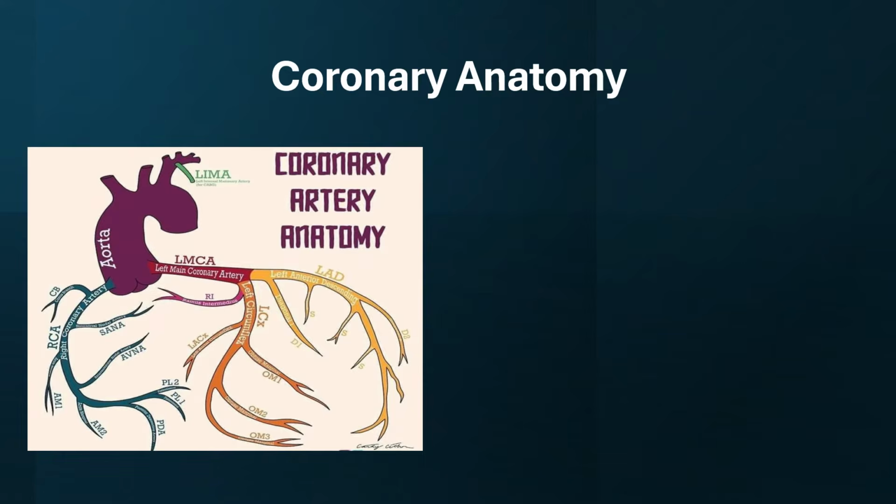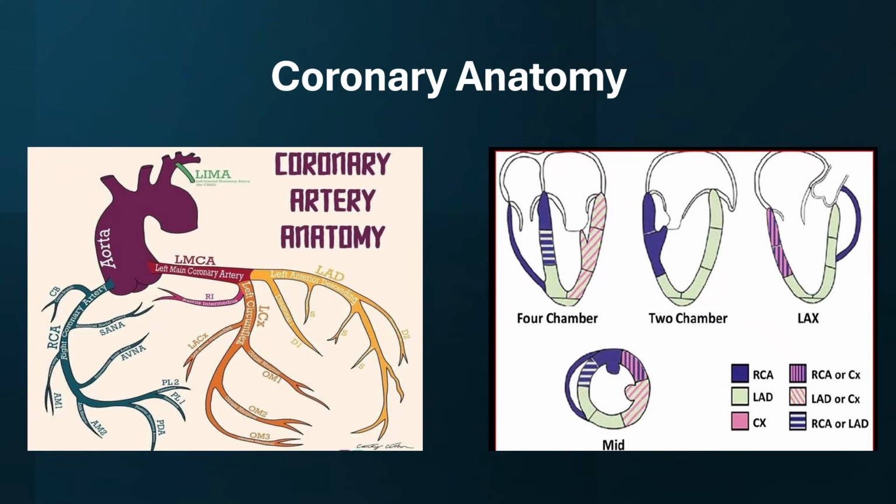And here, in this particular image, you see that the PDA, or posterior descending artery, comes off of the right coronary artery, telling that this patient has a right dominant circulation. It is important to note that the majority of patients have a right dominant coronary circulation. Here on the right part of the screen, you see a representation of a coronary blood supply in relation to the ventricular walls.